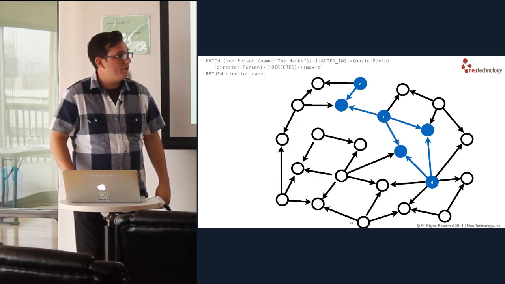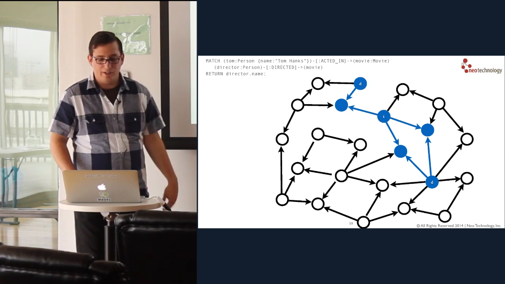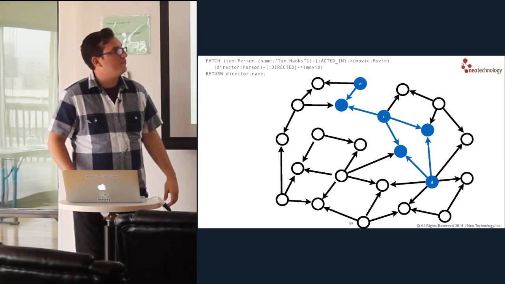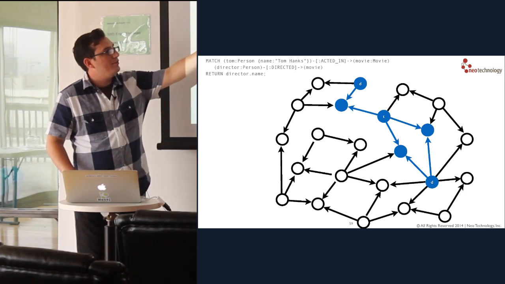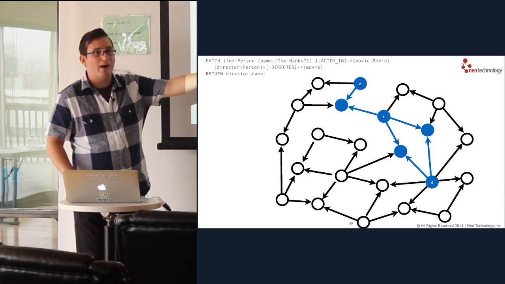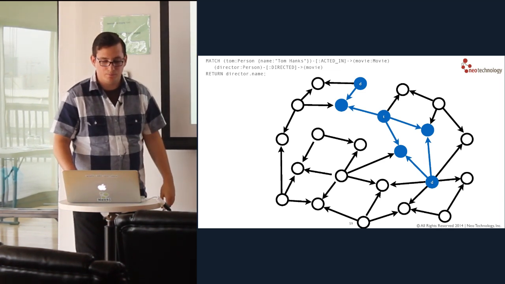And so this is the final pretty graph that I have to show you, and then we'll actually get into some code. So we have T, and then this is the traversal pattern that we're specifying. So we have T, and then M is not specified because we don't care about that node. We just care about the directors who directed those movies.